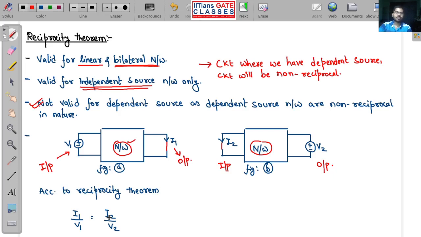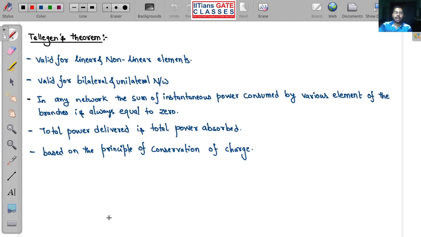So now the last theorem that we have in this network theorem chapter is Tellegen's theorem. Very, very simple. It is based on the principle of conservation of, not charge I have written, it is based on the principle of conservation of energy.